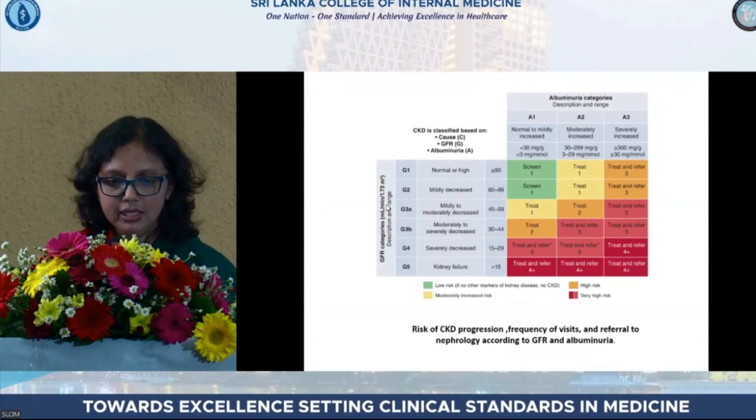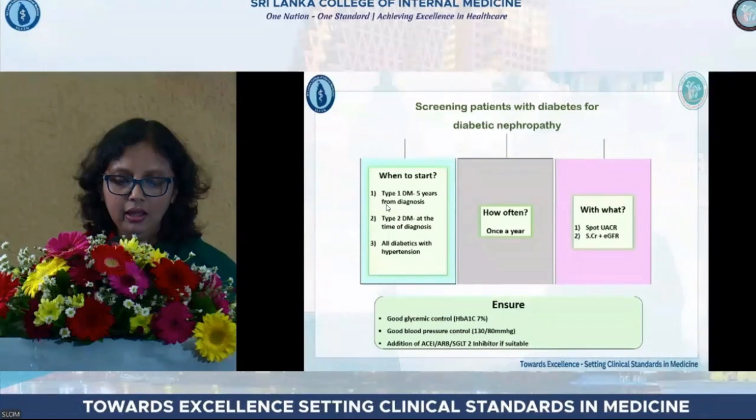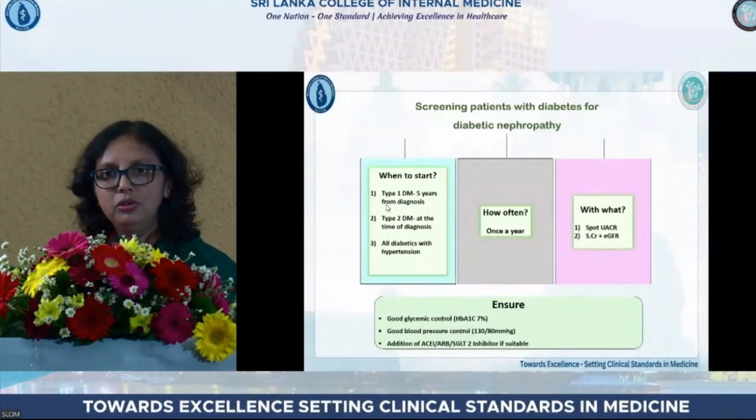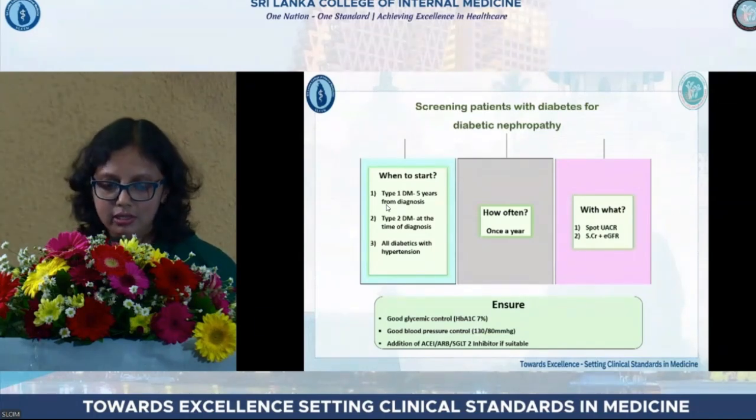So this is basically an overall summary of where, once you do the two screening tests, you're going to plot the patient and what you're going to do with your patient. So that is the fourth thing I want to talk about. That is what we are going to do once we find, or even in stage 1 when there is no diabetic kidney disease, what steps we should take to prevent progression or prevent the onset even.